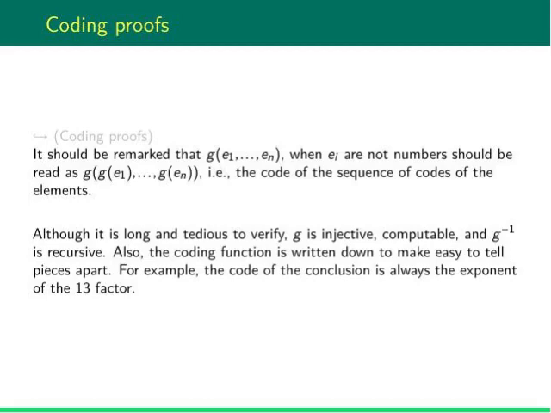It is injective primitive recursive with a primitive recursive inverse. The set of codes for proofs is disjoint from the other codes, and it is recursive. And finally, it is easy and computable to take pieces apart.